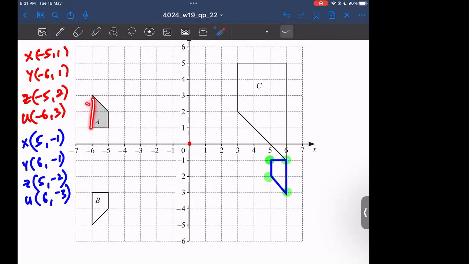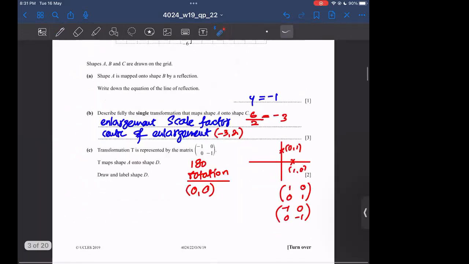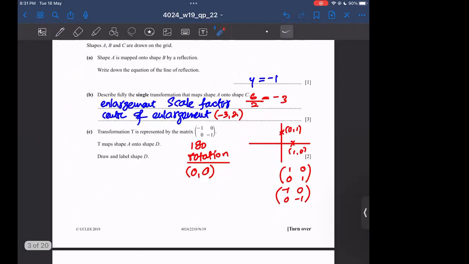It is pointed upward, it is pointed downward, it is pointed rightward, pointed leftward. So, 180-degree rotation about the origin here. Is there any problem in this question?